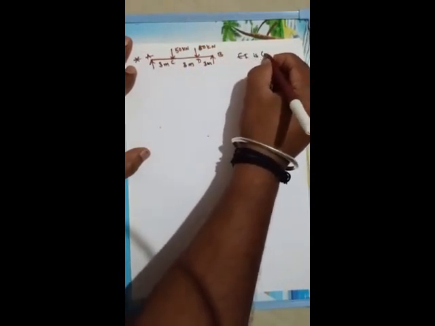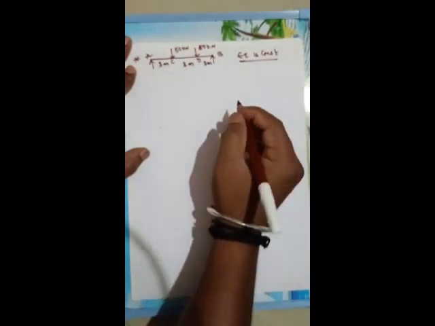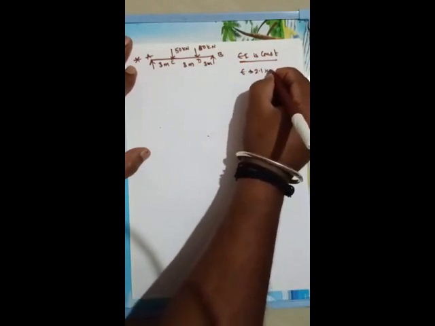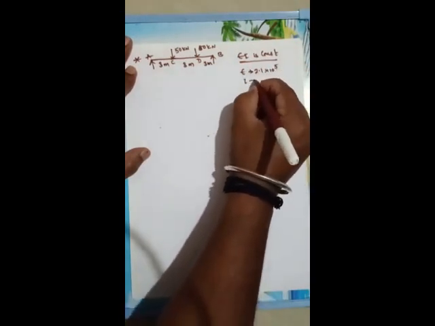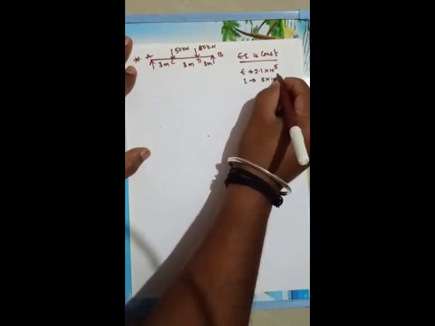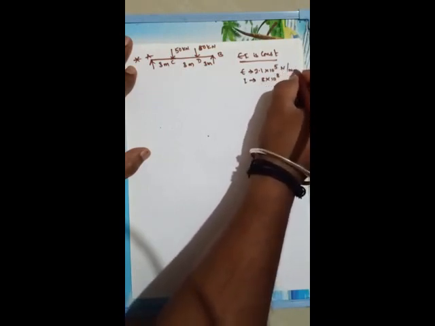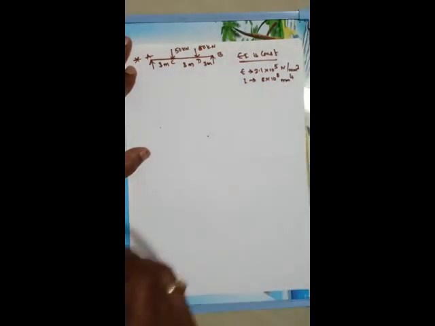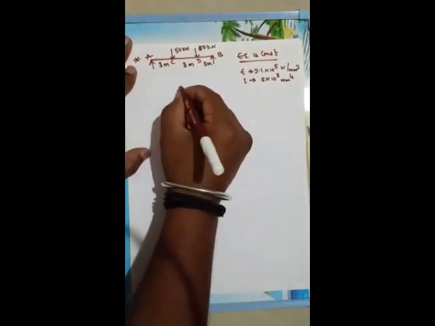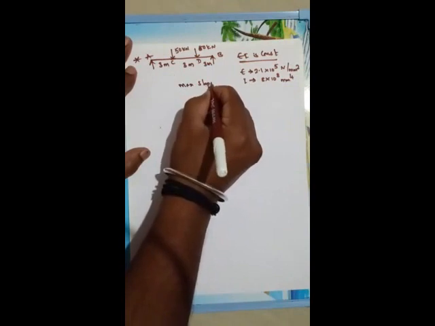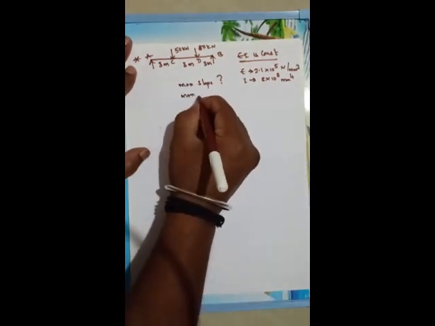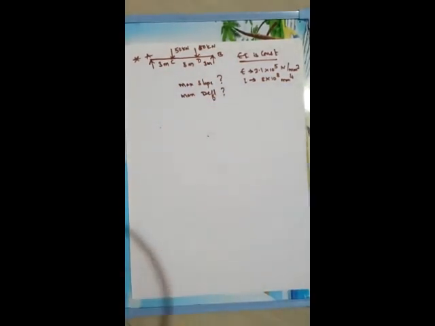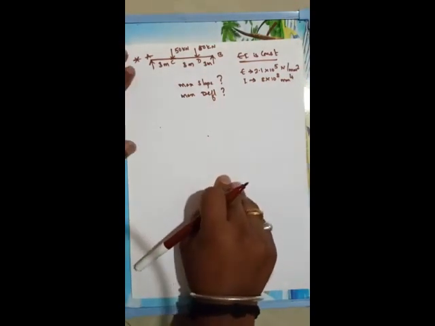EI is constant. The value of E they have given, let us consider 2.1 into 10 raised to 5, and I is 8 into 10 raised to 8. This is Newton per mm square and this is mm raised to 4. Find the maximum slope and maximum deflection for this problem.